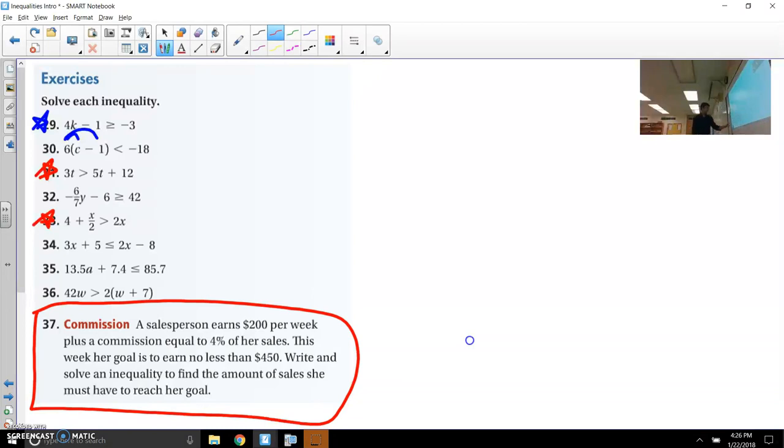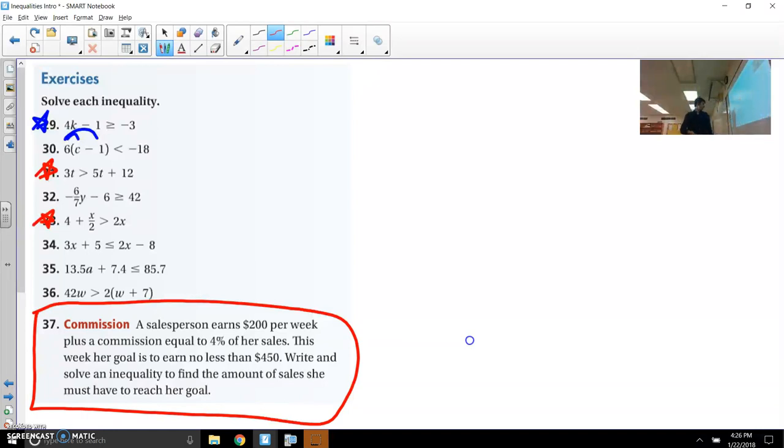Number 37 says a salesperson earns $200 per week plus a commission that's equal to 4% of her sales. And this week, her goal is to earn no less than $450. Okay? So her goal is not to earn up to $450. She'd like to earn more than that. So when we say no less than, that means 450 is kind of the bottom. She'd really like to go past that and move greater than.